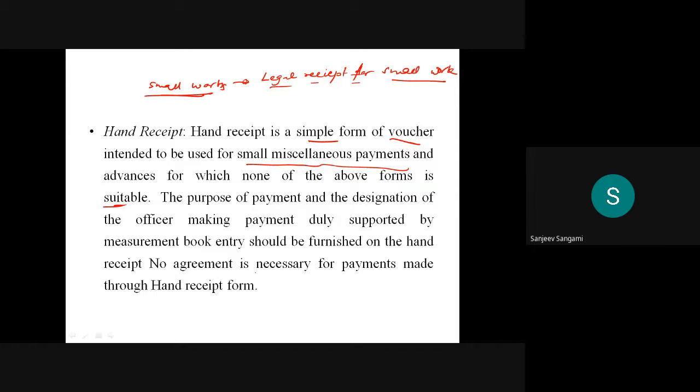The purpose of payment and the designation of the officer making the payment, duly supported by the measurement book entry, should be furnished on the hand receipt. Agreement: an agreement is necessary for the payment made through a hand receipt form. Here also, the agreement has to be made prior to giving this receipt or making the payments. Always remember, even for hand receipts, an agreement will be made.